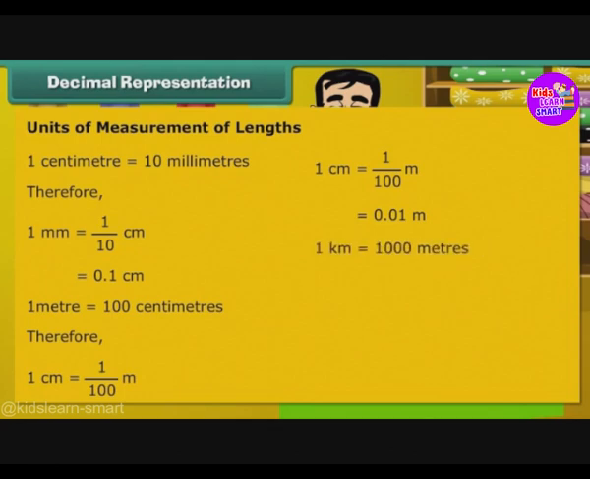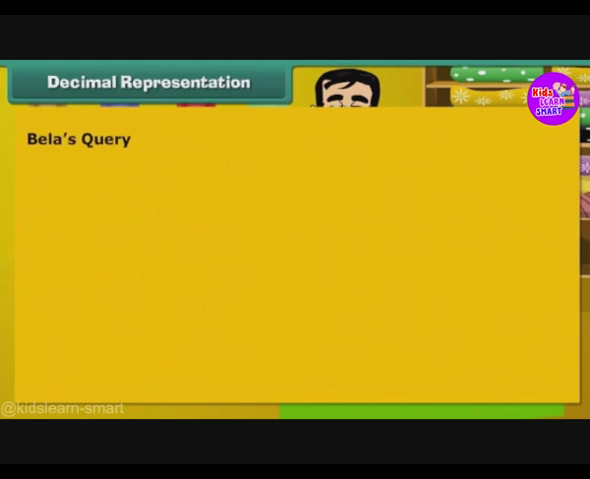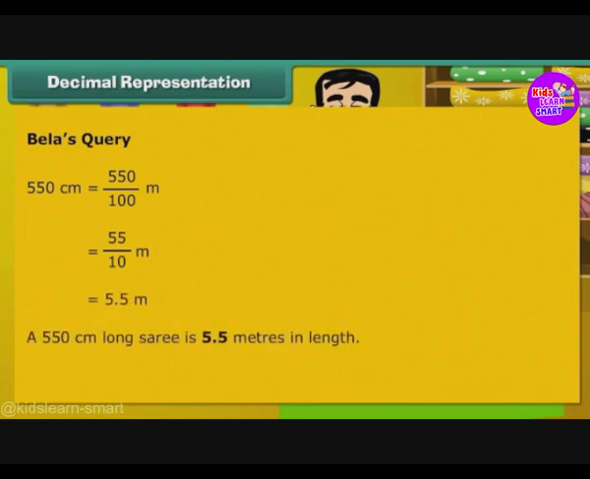0.01 meter. 1 kilometer is equal to 1000 meters. Therefore, 1 meter is equal to 1/1000 kilometer. That is equal to 0.001 kilometer. Now, let us turn our attention to Bela's question. 550 centimeter is equal to 550 by 100 meter. That is equal to 55 by 10 meter. That is equal to 5.5 meter. A 550 centimeter long sari is 5.5 meters in length.